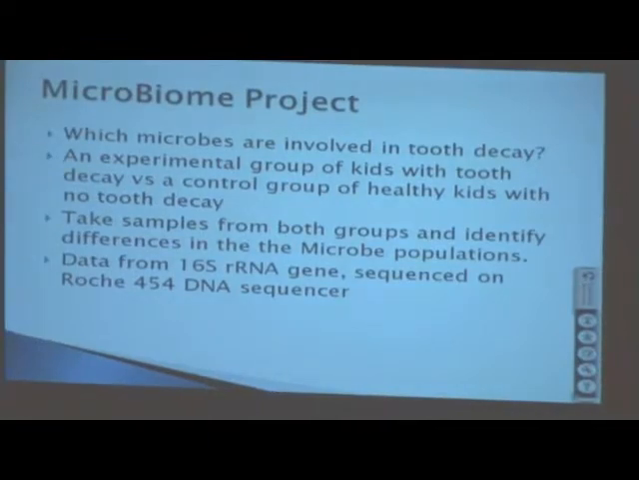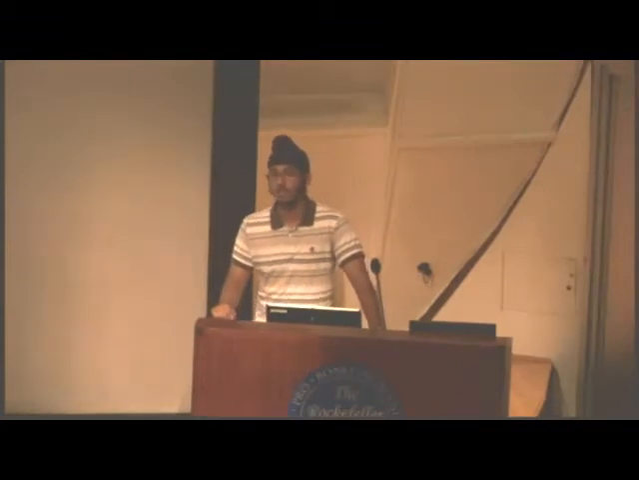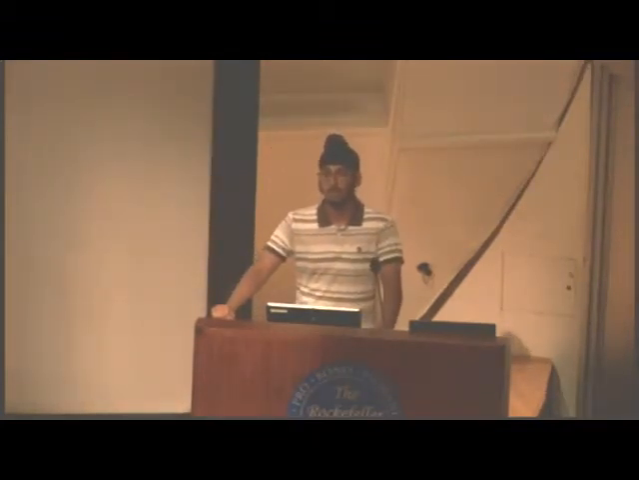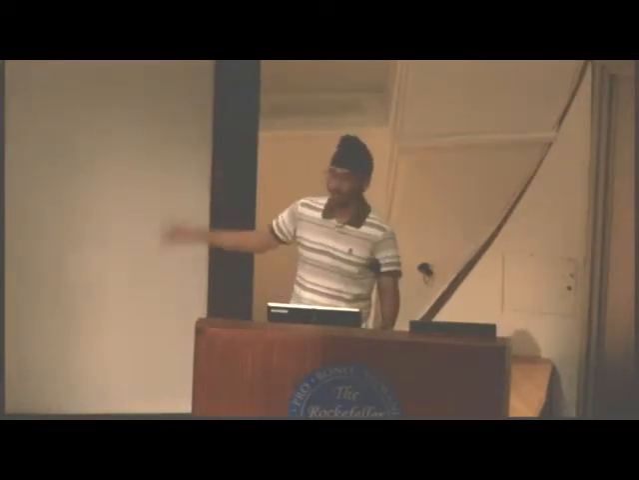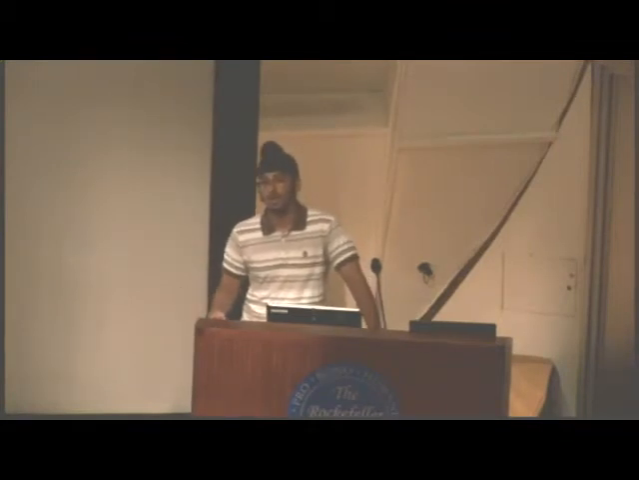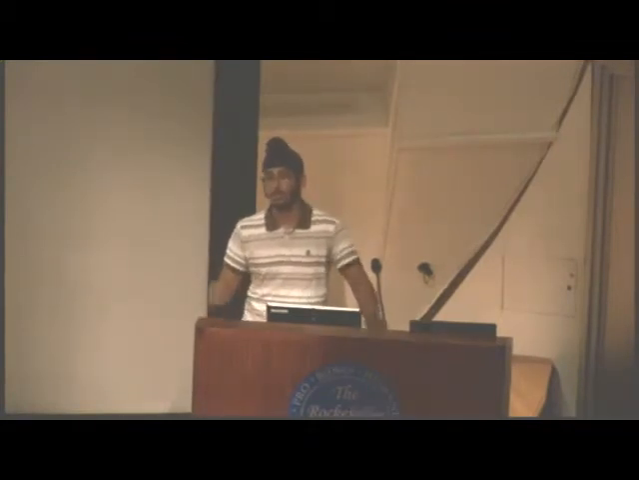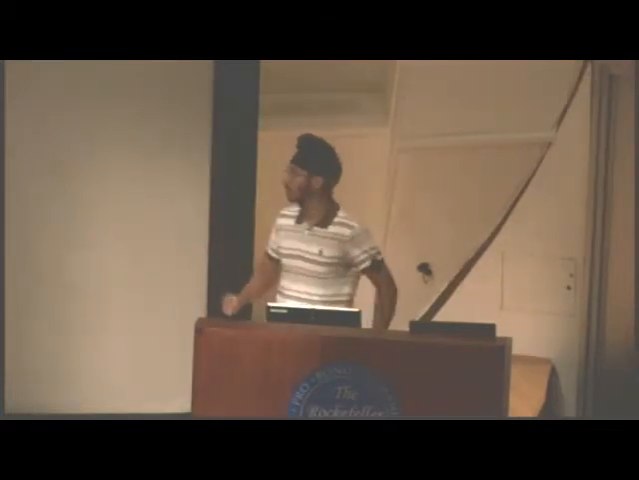Data from the 16S rRNA gene. The 16S rRNA gene is a ribosomal gene. This is a gene that's very, very common among all living creatures. Every cell needs a ribosome, because the ribosome is where the RNA gets turned into protein. So this gene is very conserved throughout various species. This is what we use as a reference to compare the evolutionary closeness of any of the microbes in the mouth.